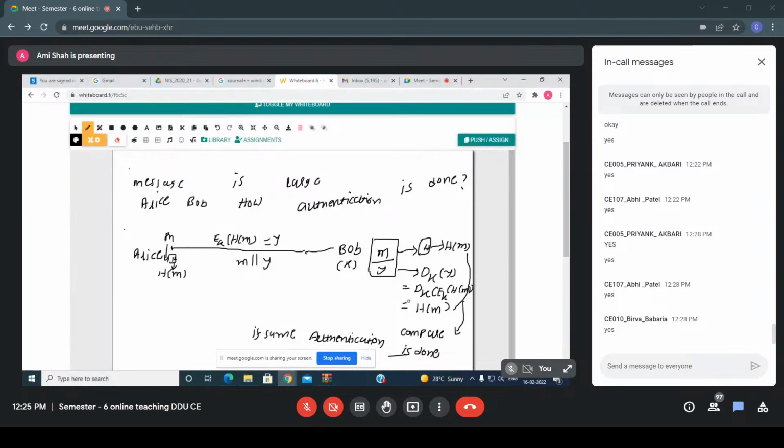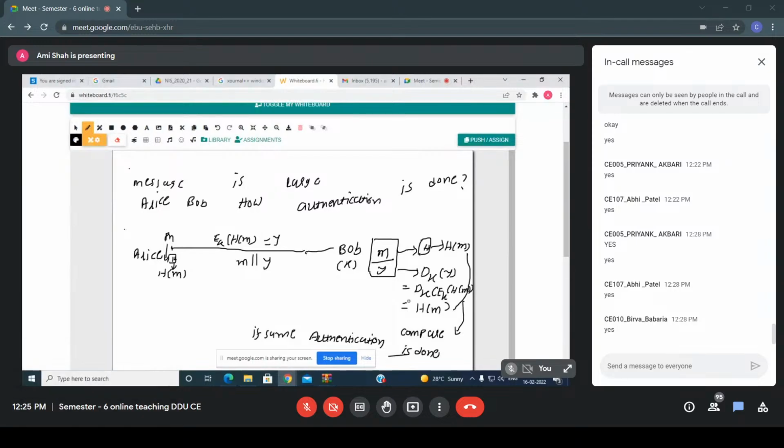If there is a third party, let's say Oscar, or Eve, I can say that there is a third party, right? The third party cannot do anything here in terms of authentication. Why? Because Alice and Bob both have a common key.